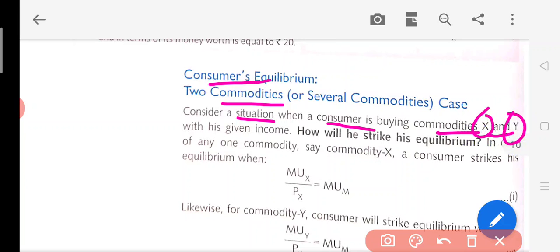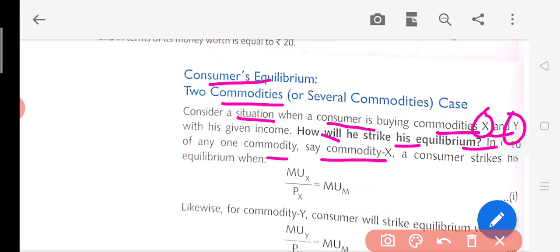So that was the condition for the one commodity case in which the consumer attains his equilibrium, where the consumer satisfies himself. Now here we are going to learn about what happens if two goods are there. This is the two commodity case of consumer equilibrium. Here a consumer will be spending his level of income on two different commodities. So how will he strike his equilibrium?